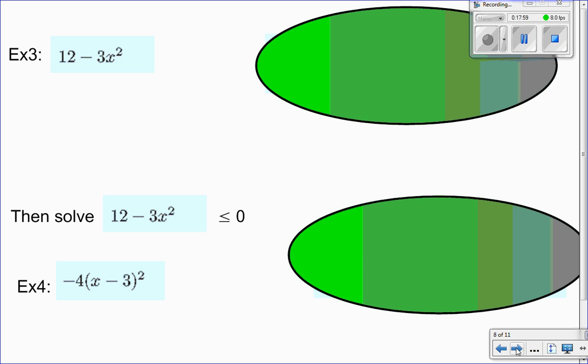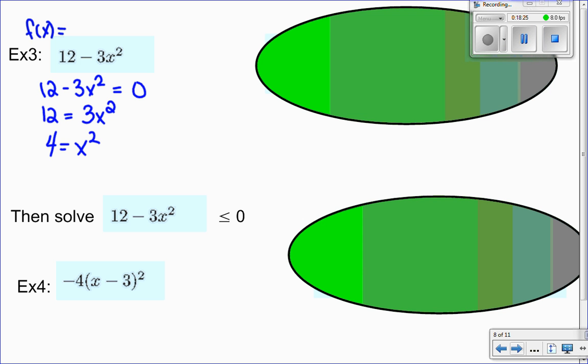Okay, so we've got another function here. Say f of x equals 12 minus 3x squared. Again, we want to find the zeros of this function. So we're going to have to make 12 minus 3x squared equal to 0, which means 12 equals 3x squared. We can divide by 3, which means we get 4 equals x squared. Remember, when we take the square root, we need plus and minus. So x equals a positive or a negative 2. So on our sign diagram, we're going to have a negative 2, and we're going to have a positive 2.